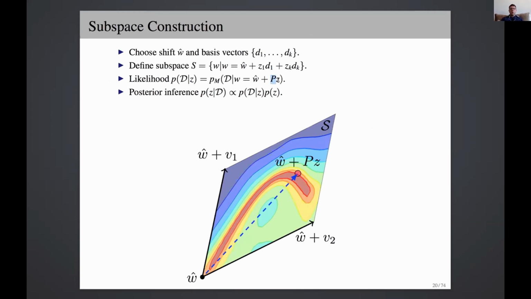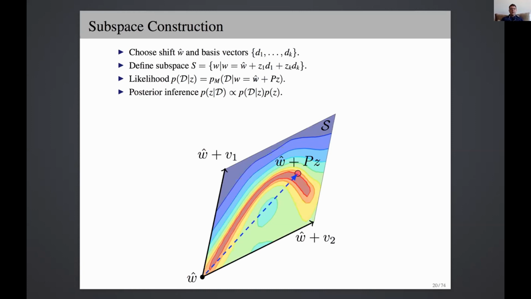In particular, we define a subspace essentially as an offset W hat plus a linear projection P of a low dimensional vector Z. So if we had a 5-dimensional subspace, Z would just be a 5x1 column vector. P would be a D by 5 dimensional projection. And W would be our D by 1 offset vector. So we typically chose W hat by using the stochastic weight average, the SWA solution.